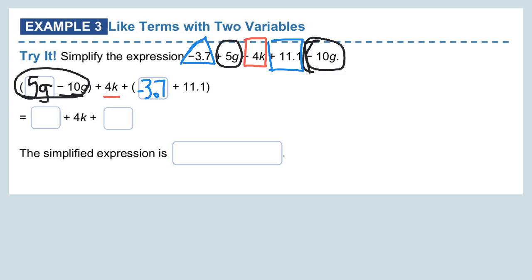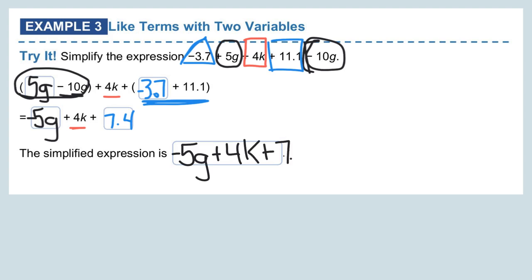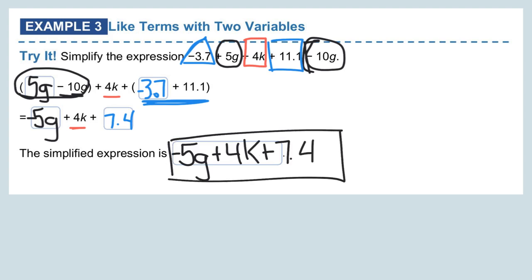5 minus 10 is negative 5 g's. They just brought down their 4k's. And on a calculator, if you take negative 3.7 plus 11.1, you get 7.4. So our final answer is negative 5 g's plus 4k's plus 7 4/10. All of those are different, so we will not do any more combining. Give yourself a star should you have had it right. Fix it if you had it wrong.